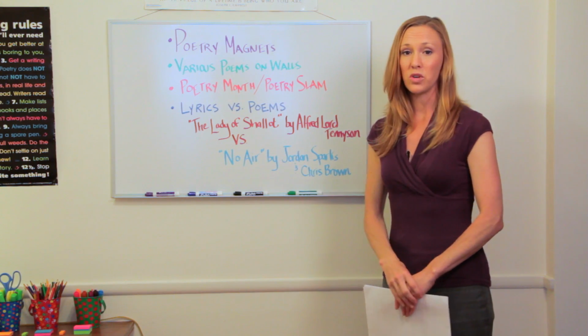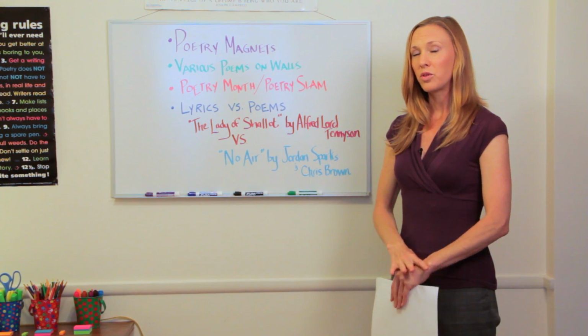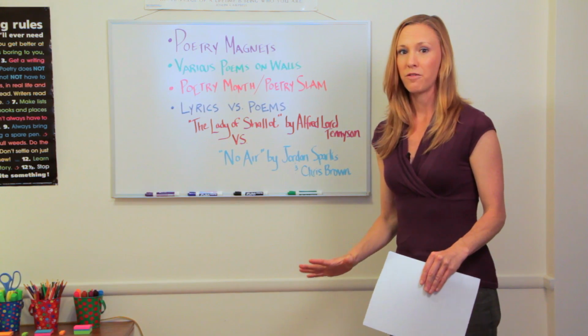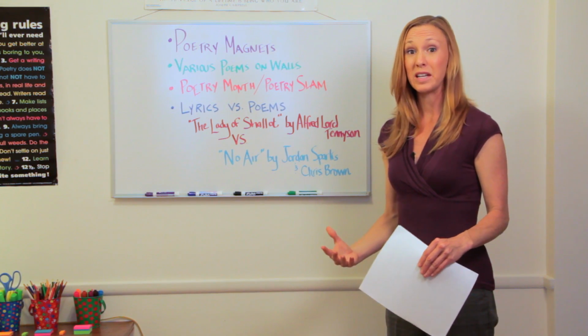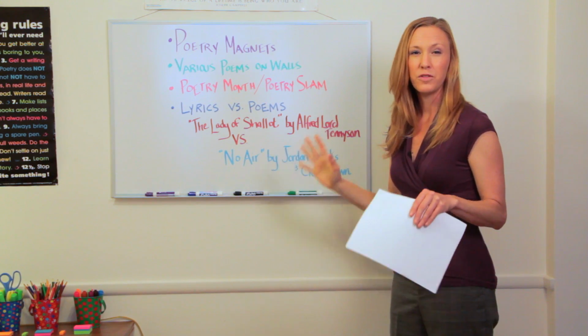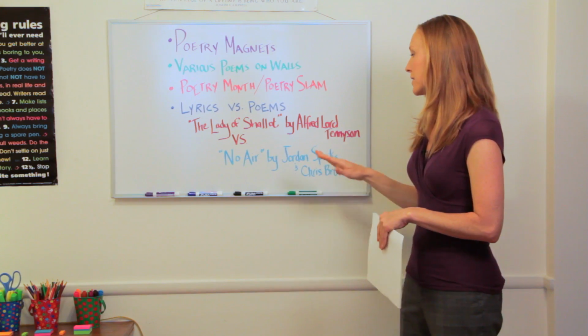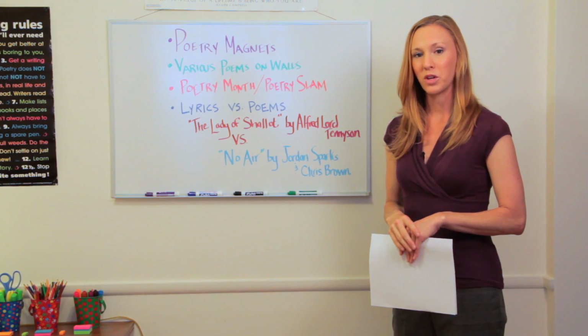The last thing that we do throughout my Poetry Month is one of the most creative exercises that I've found that really helps students feel engaged with poetry. I usually choose a few poems that I feel sync up well with lyrics. The one that I've shown here is The Lady of Shalott by Alfred Lord Tennyson, and that syncs up well with Nowhere by Jordan Sparks and Chris Brown.